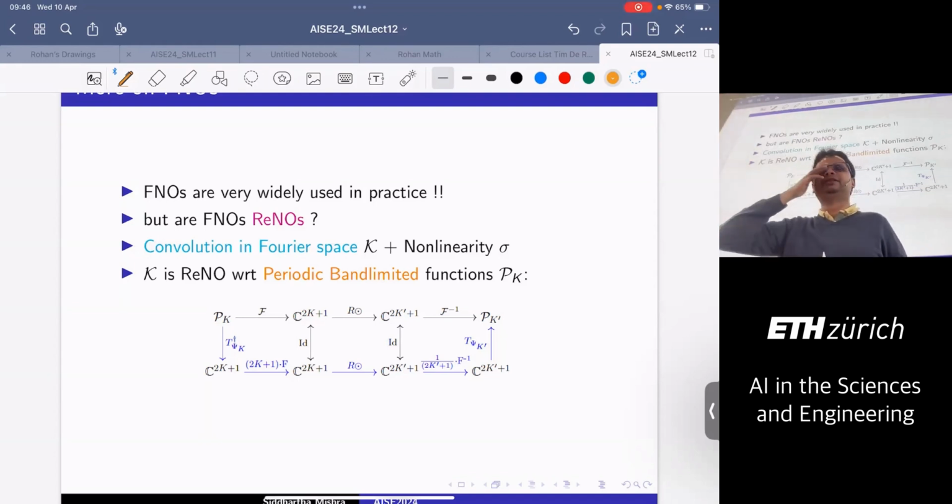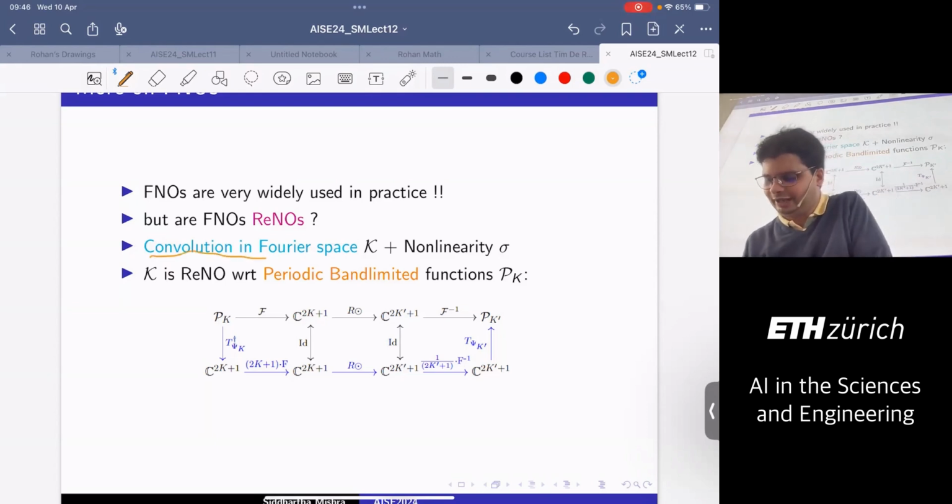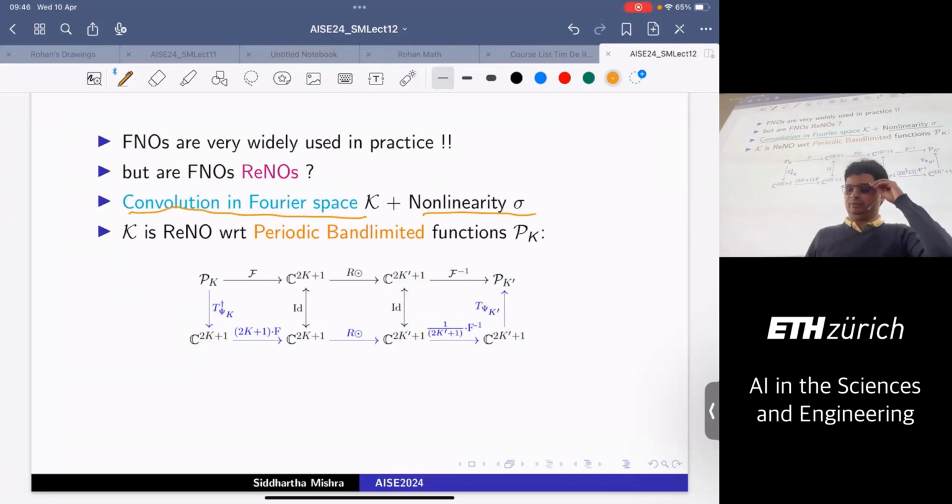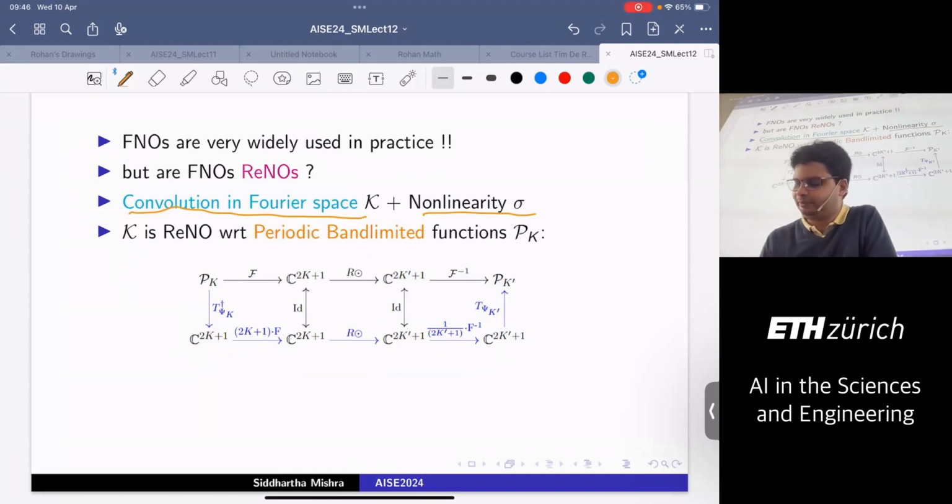They have to do with channels, and so these are by definition ReNOs, which means they don't change anything in the spatial structure. So the two essential things are a convolution in Fourier space and a nonlinearity. It turns out that one can show that if you have the right spaces X and Y, in particular periodic band limited functions, then there is an automatic convolution.